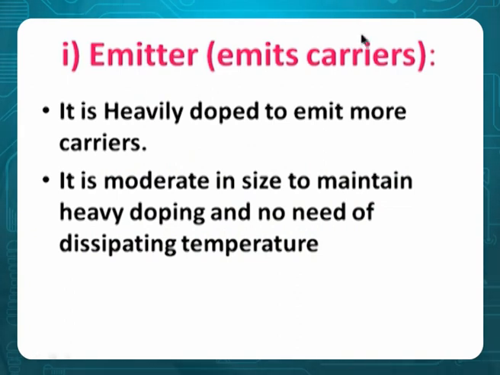Emitter. It emits carriers. It's heavily doped to emit more carriers. The size is moderate to maintain that doping, and also because it need not dissipate temperature. Because the collector really dissipates temperature, but the emitter will not dissipate temperature, so it need not be large. Anything that is dissipating temperature should be large.